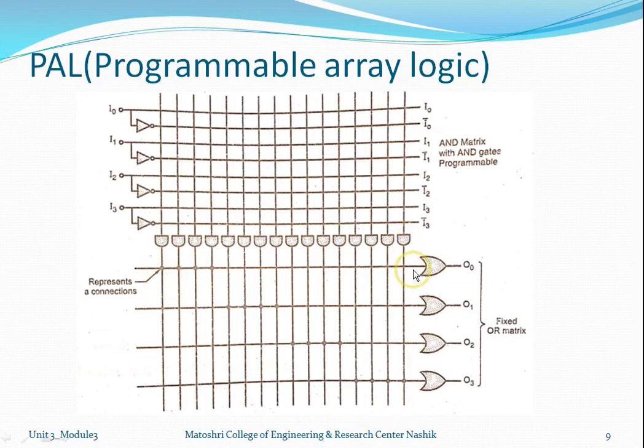Now here 4 OR logic gates are available, and this is a fixed OR matrix. In this OR matrix, the 4 OR gates are fixed. That means we cannot program them. Each OR gate receives input from the outputs of only 4 AND gates. These dot lines mean the first 4 AND gates generate the output, and this becomes the input of this first OR gate.